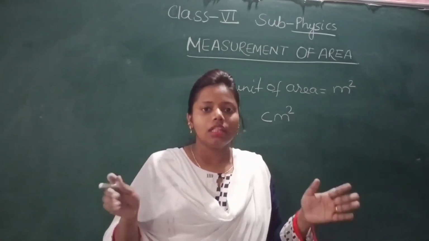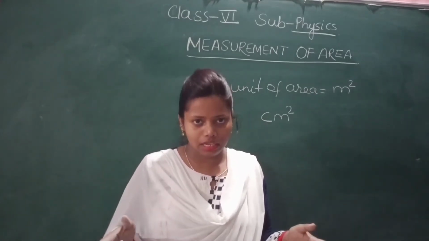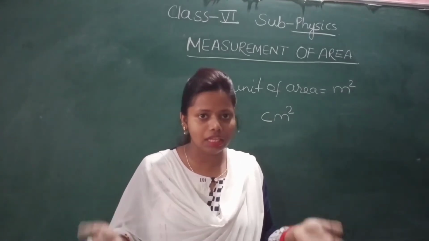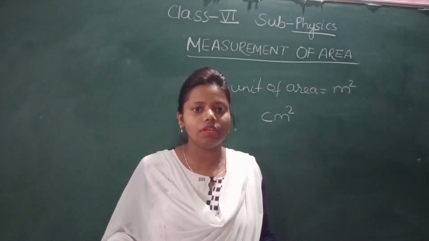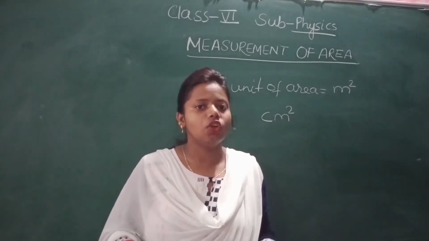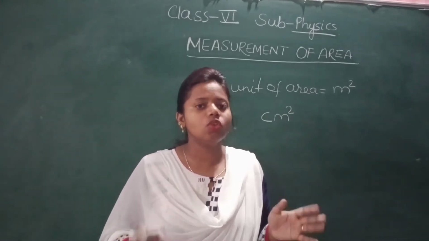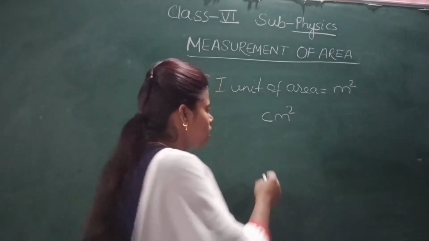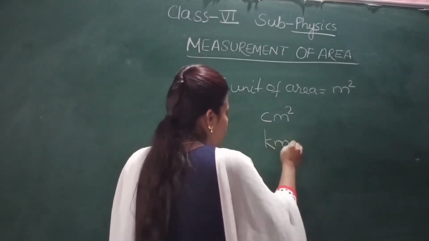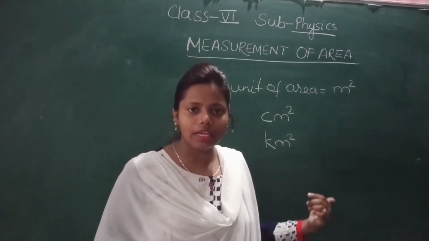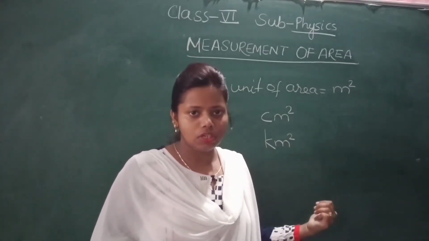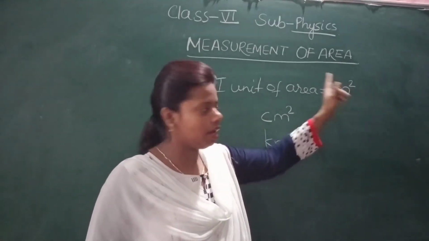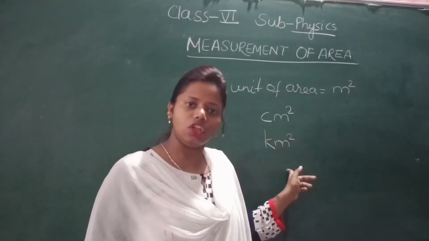And if you want to find a larger area, we will use a larger unit. If you want to find the area between two cities, which unit will we use? We will use kilometer square, with the symbol km squared. So to find a larger area, we will use the larger unit, kilometer square. This is meter square, this one is centimeter square, this one is kilometer square.